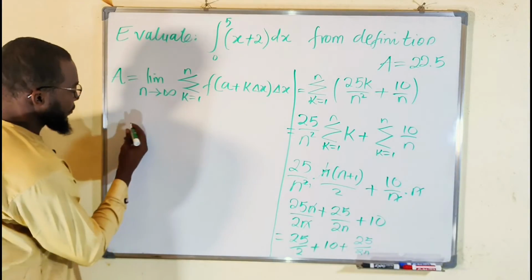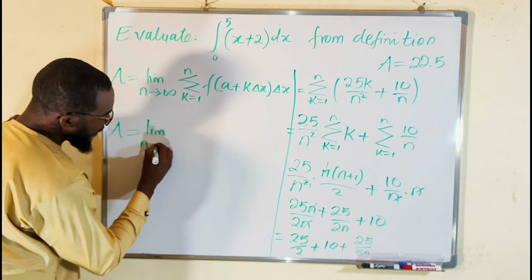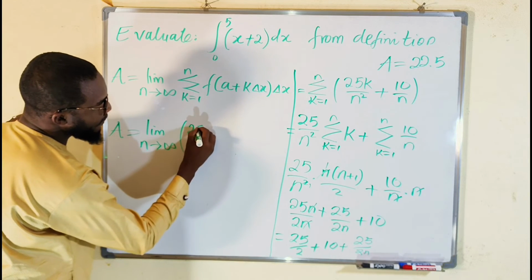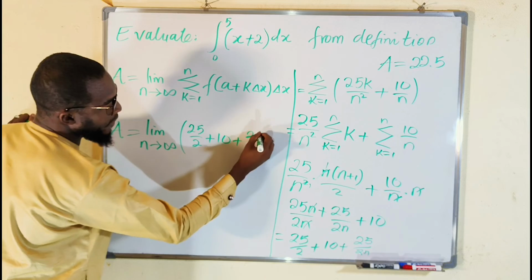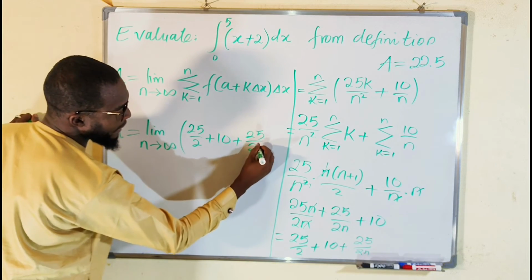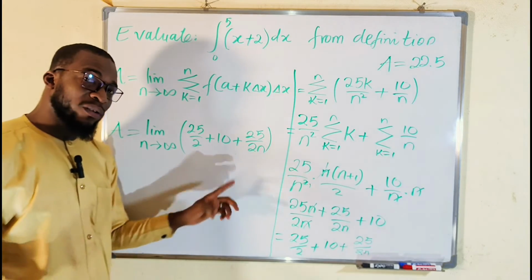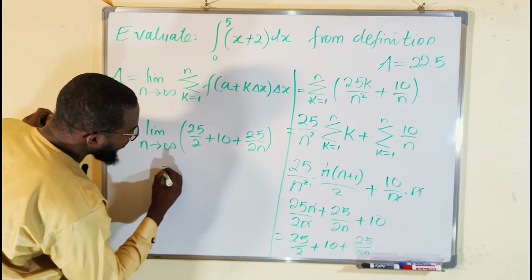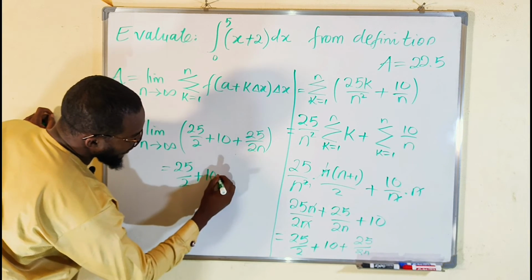So the area A will be the limit as n approaches infinity of what is left, that is 25 divided by 2 plus 10 plus 25 divided by 2n. This is what we have from here. And remember that the limit of a constant is still the constant. So therefore, the limit of 25 over 2 will be 25 over 2. The limit of 10 will remain 10.